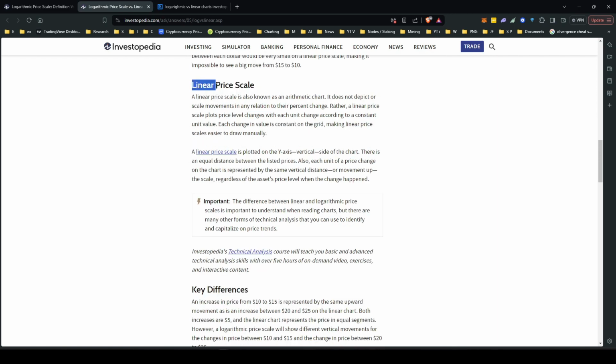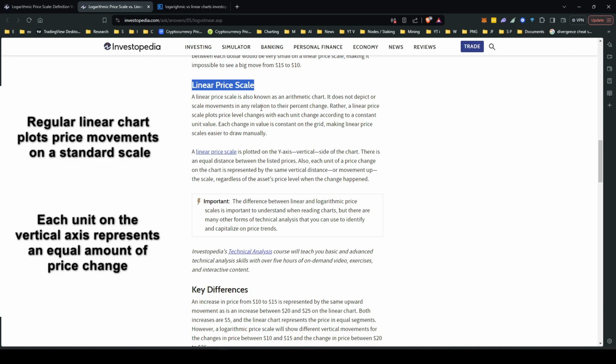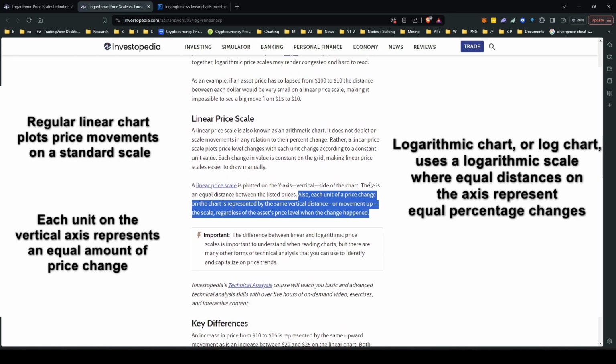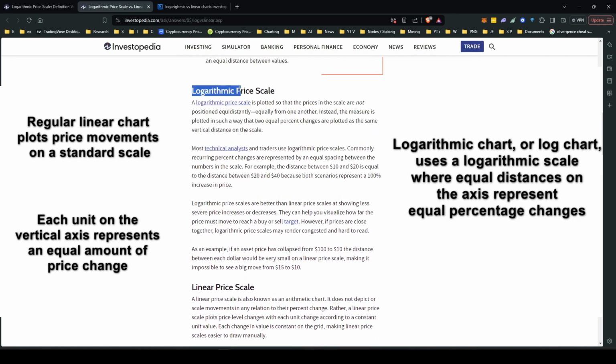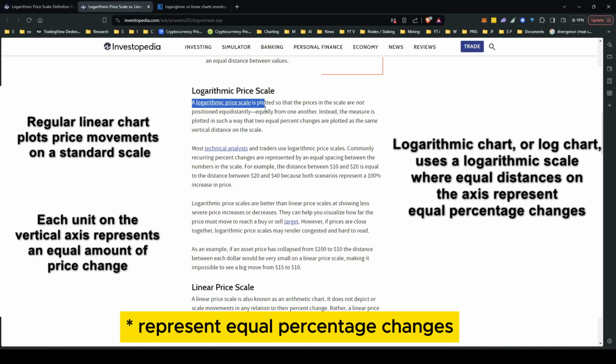First, let's understand what a regular linear chart is. A regular chart, also known as a linear chart, plots price movements on a standard scale. Each unit on the vertical axis represents an equal amount of price change. However, the logarithmic chart uses a logarithmic scale, where equal distances on the axis represent equal percentage price changes and are plotted as the same vertical distance on the scale.